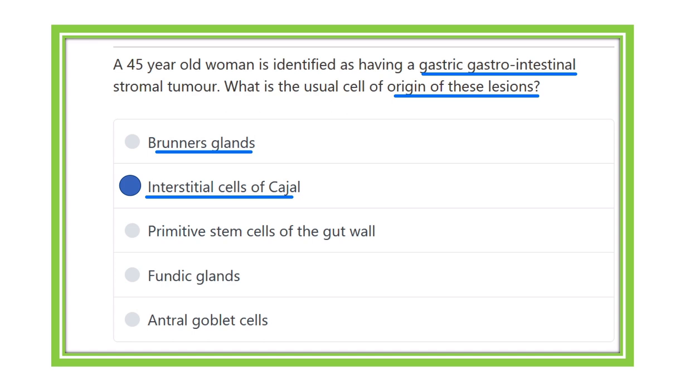Then the primitive stem cell of the gut wall is also not true, because the primitive stem cells of the gut wall give rise to the other cells of the gastrointestinal tract. Also the fundic gland is responsible for different types of secretion, but not the development of the GIST. And the antral goblet cell is also not responsible for this. So the interstitial cell of Kajal is where the GIST usually develops.